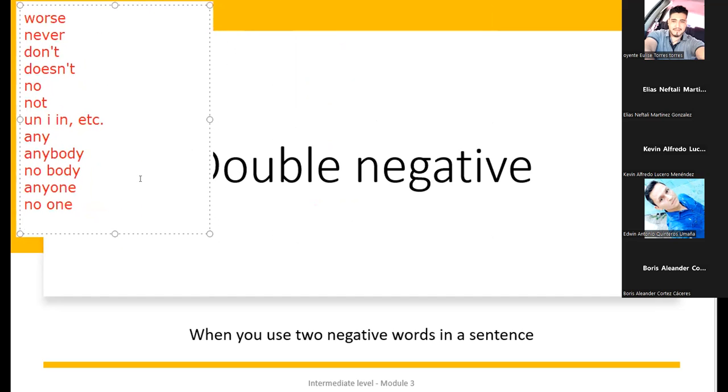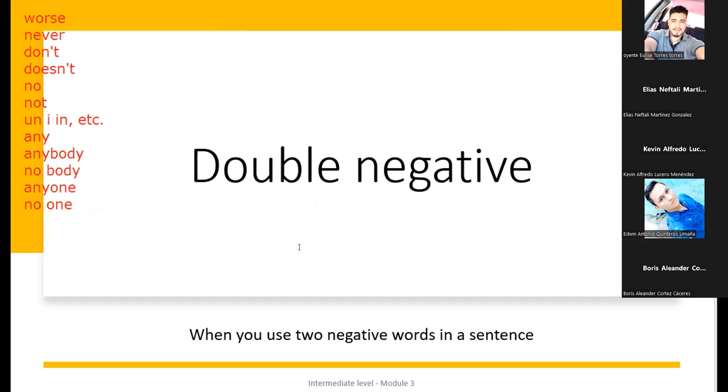Double negative, I think, is affirmative. Yes, it becomes affirmative in some cases. Exactly. So let's give some examples right here. For example, I don't eat no breakfast.